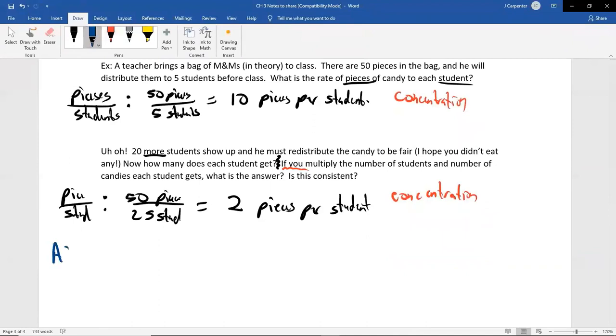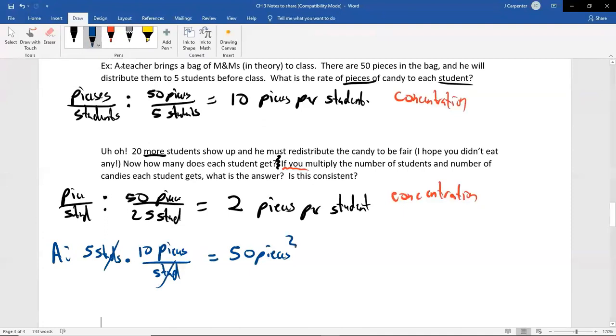So we'll have case A, which was the top one. We're going to multiply the number of students, which there were 5 students, times the number of candies each student gets. The number of candies each student gets is the rate, 10 per student. Making sure we're doing our math accurately, setting up our fractions accurately, units in correct places, anything after a per goes in the bottom. Students cancel, 5 times 10 is 50, and the units that are left are pieces.